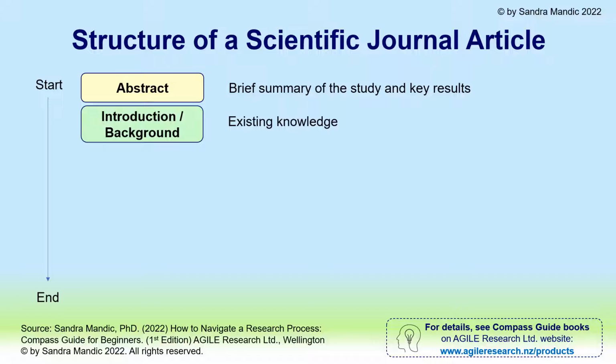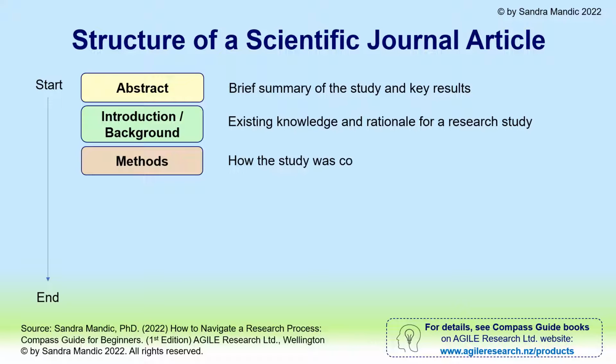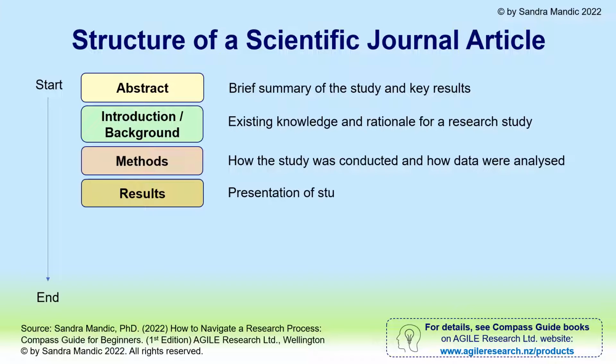The next section is the introduction or background. This section provides information on what is already known about the topic and why the researchers chose to do their study. The methods section provides details on how the researchers performed the study and how data were analyzed. Results section showcases the study findings, often using a combination of text, tables, and figures or graphs.